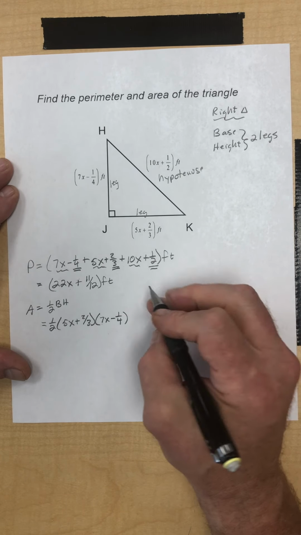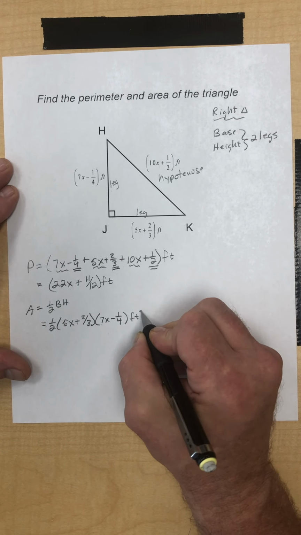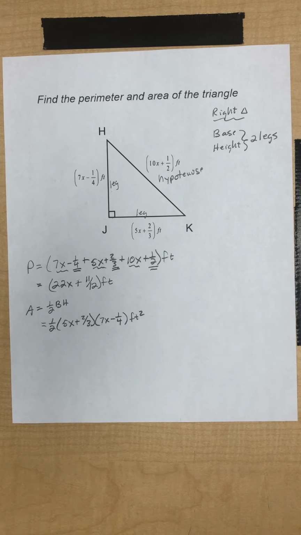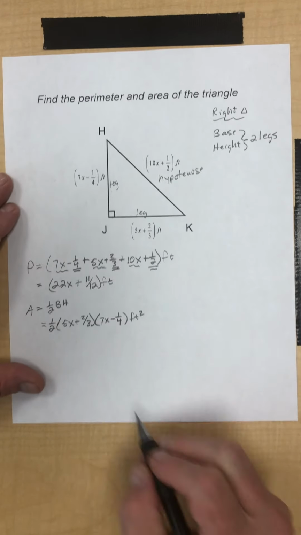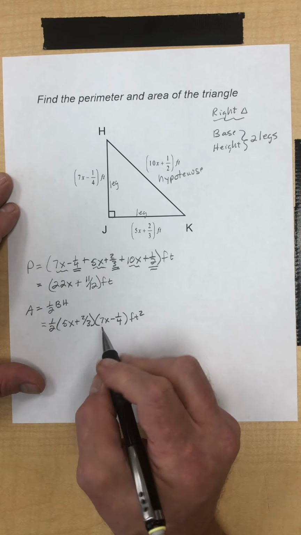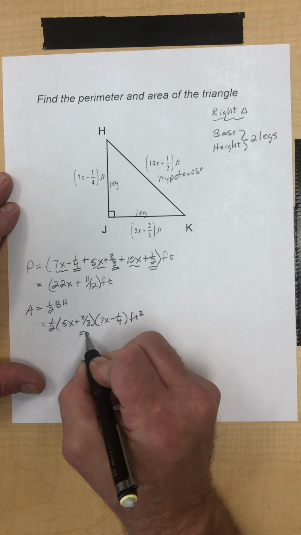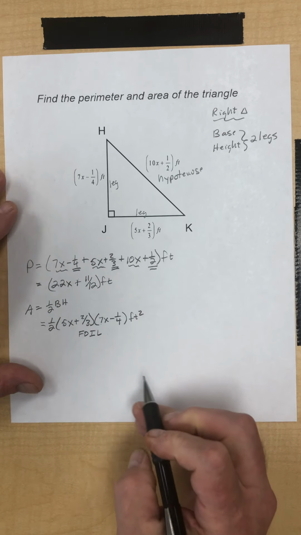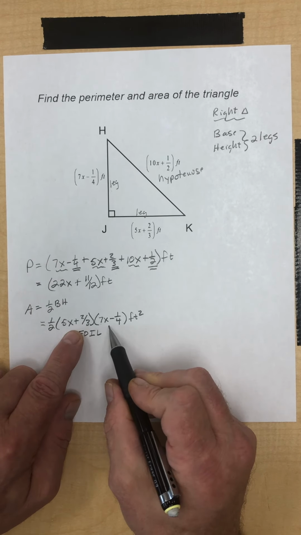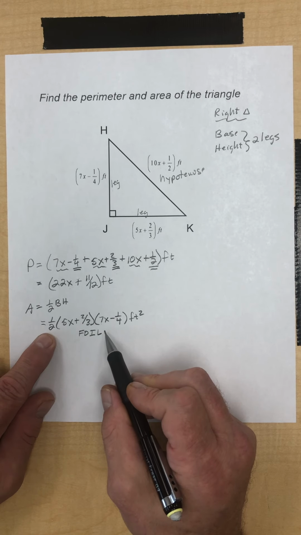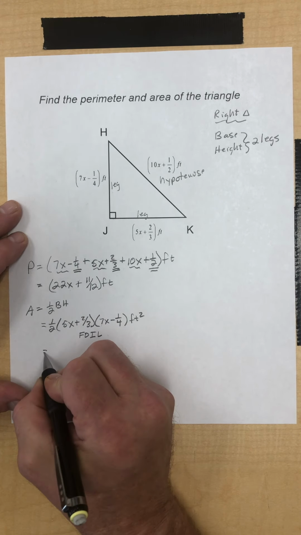Now it's area, so it's squared units, so that'd be feet squared. All right, now you take a look at this, and notice I have a binomial times a binomial, so that's the FOIL method. So I'm going to have to use the FOIL method on these two, and then once I'm done, I have to distribute a 1/2. Okay, so let's see what we get.